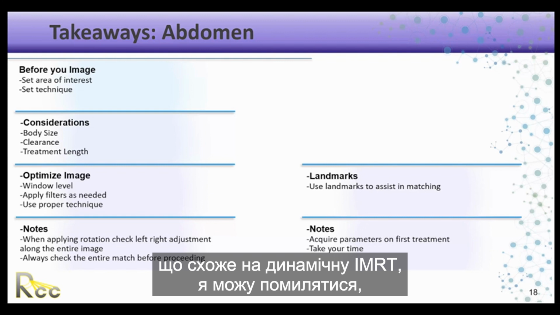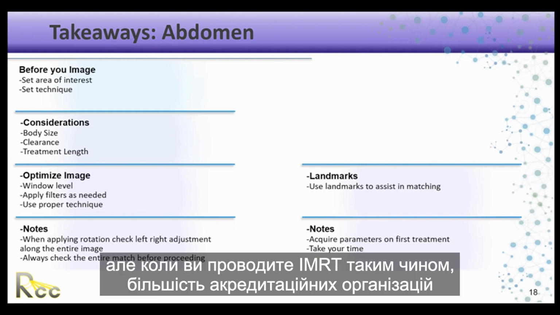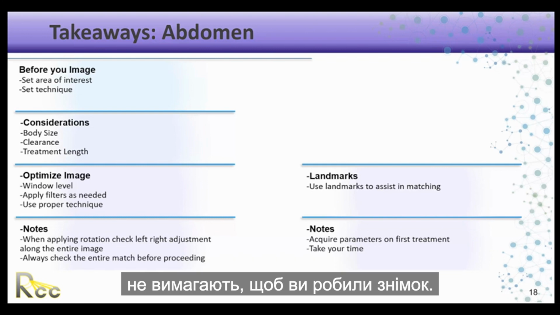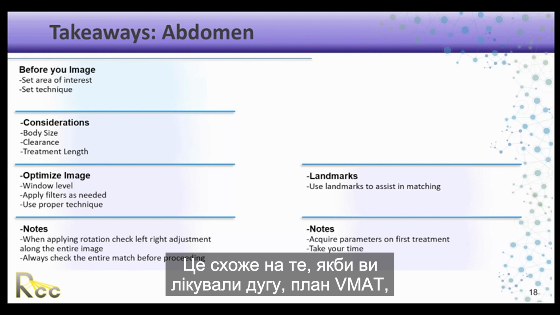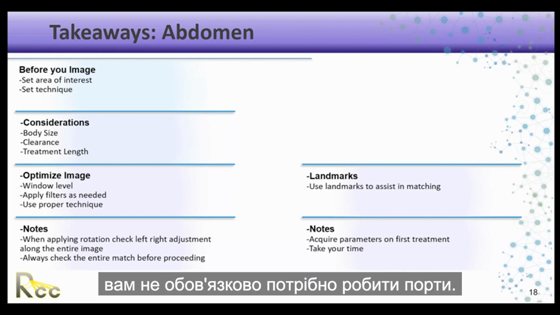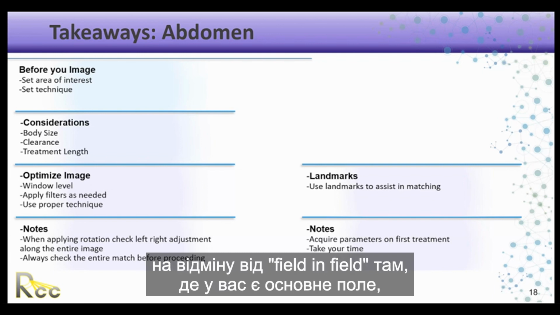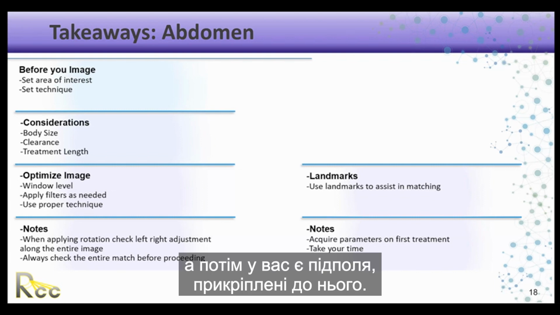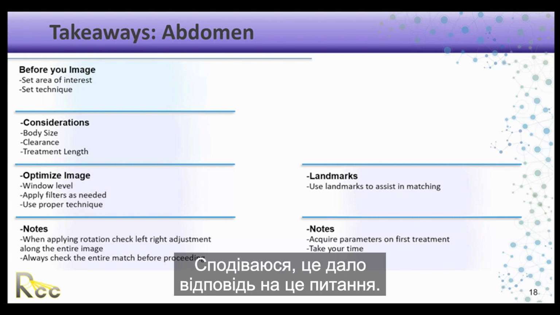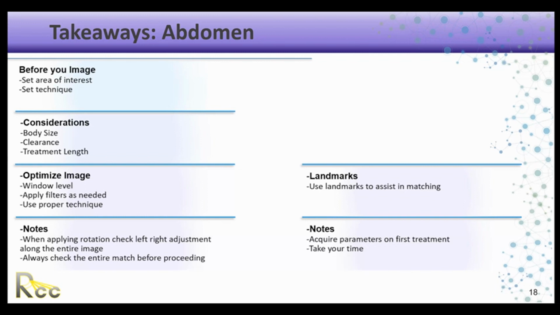That's like dynamic IMRT, I believe. I could be wrong in that, but when you're treating IMRT in that way, most accrediting bodies don't require you to take that field. It's kind of like if you were to treat an ARC, a VMAT plan, you don't necessarily need to take ports. There's nothing to port because the MLCs are moving all the time. Versus a step and shoot where you have a main field and then you have subfields attached to that. I hope that answers that question.